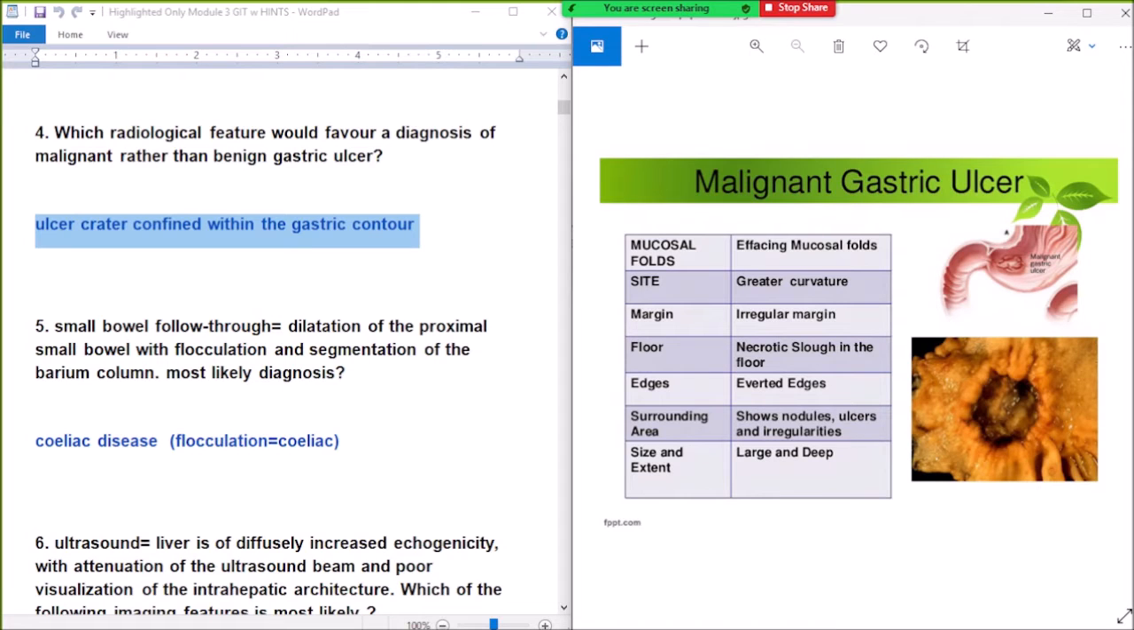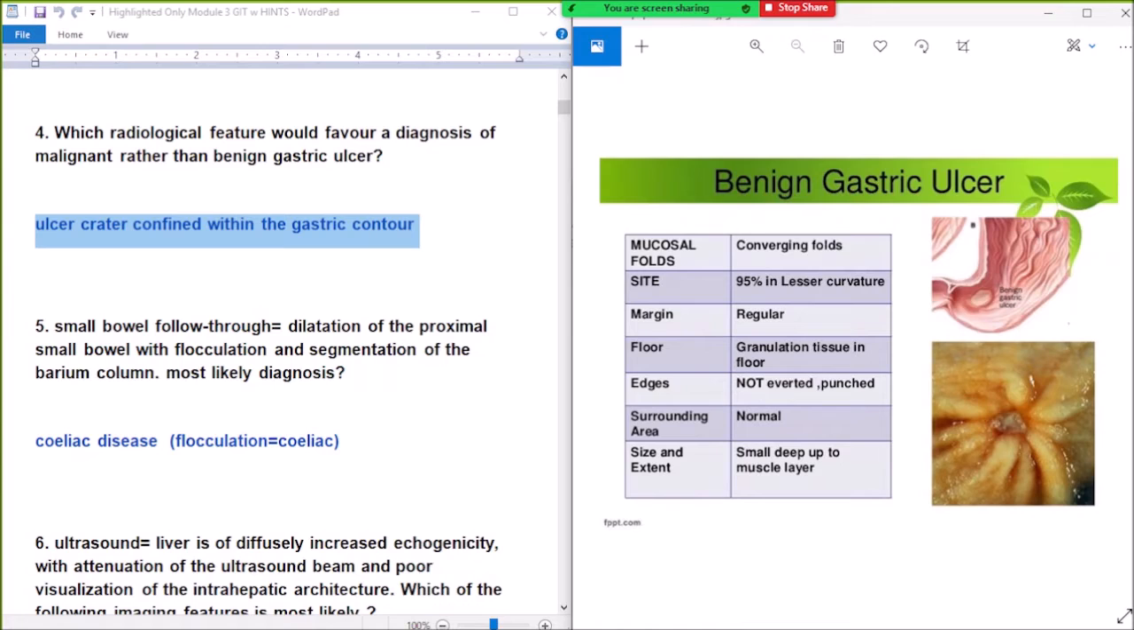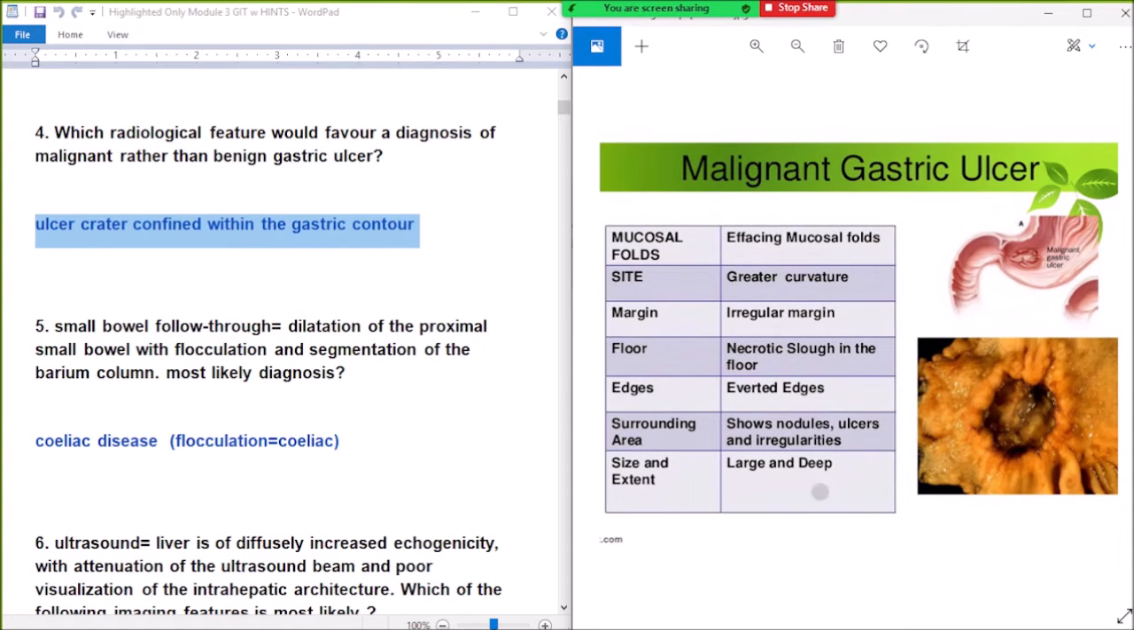Surrounding area shows nodules, ulcers, and irregularity. Size and extent are large and deep, like for example crater size. So in the MCQs, the diagnosis favoring malignant ulcer is a crater not confined within the gastric contour. Benign gastric ulcer: folds are converging, margins are regular, floor has granulation tissue, edges are not everted, punched out, surrounding area is normal, size and extent small, deep or up to the muscle layer. Malignant gastric ulcer is large and deep.